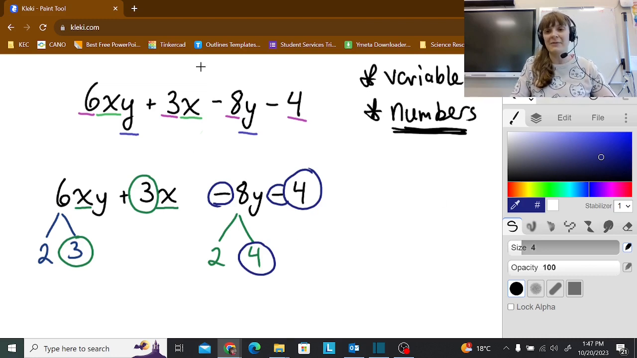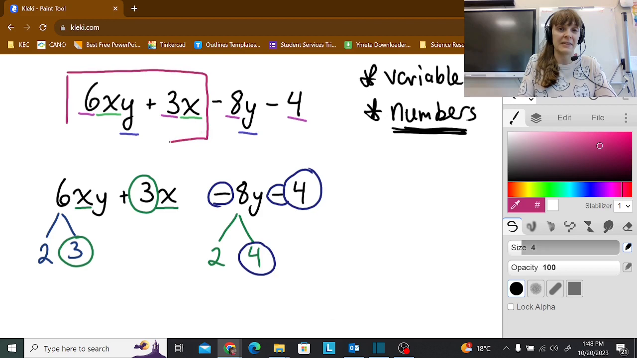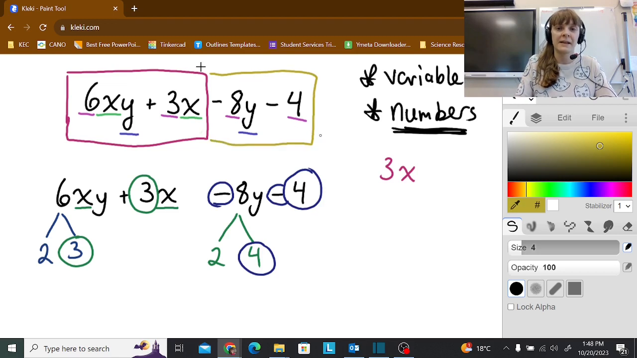So let's take a look at what this actually gives us. All right, to make some space, I'm just going to write out my common factors. My first group, I'm going to box it out with this color here. So my first group has a common factor of 3 and x. And then my second group, which is this one right here, has a common factor of negative 4.